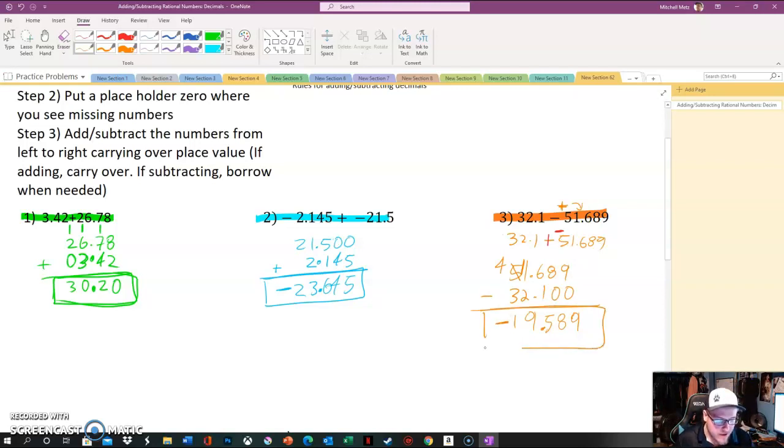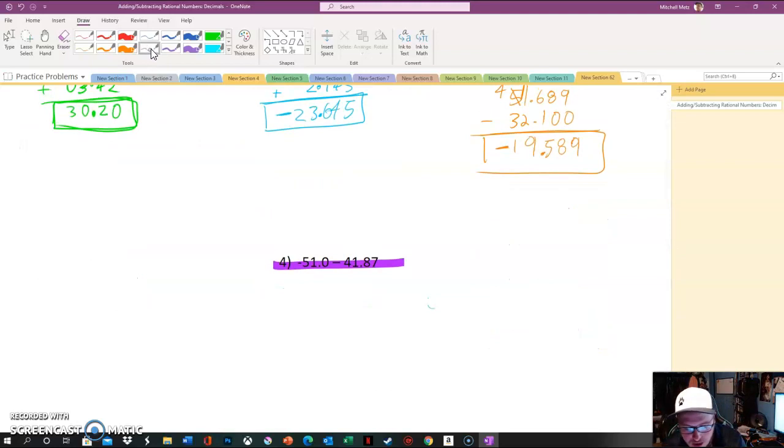So negative 19.589 will be my answer. And I'm going to double check that with a calculator to make sure I didn't do it incorrectly. So yes, negative 19.589. If you check with a calculator, check your understanding. Now let's do one last example. Now we're going to do the purple one.